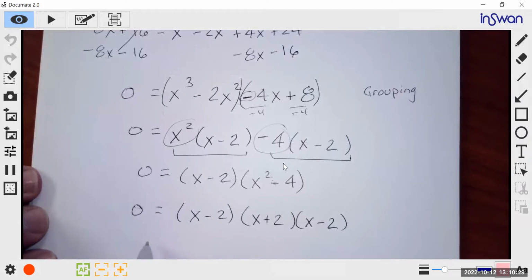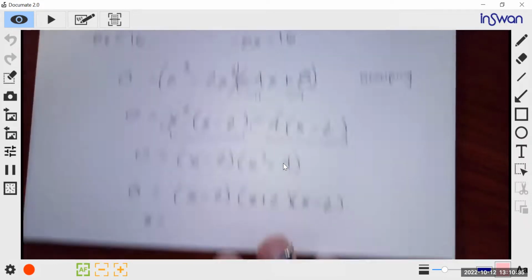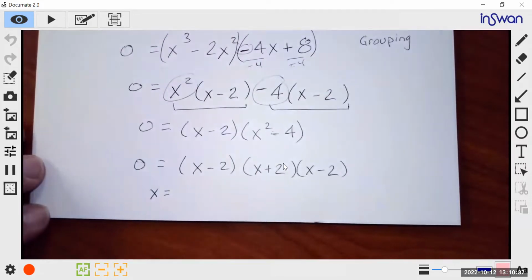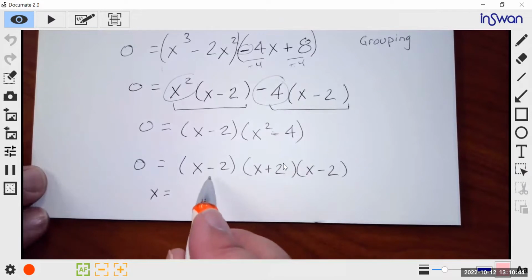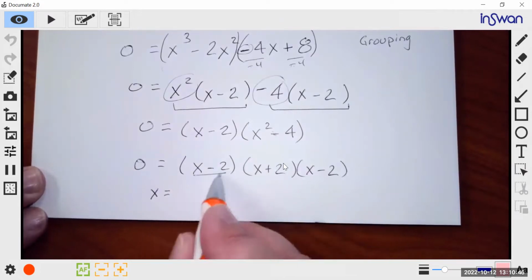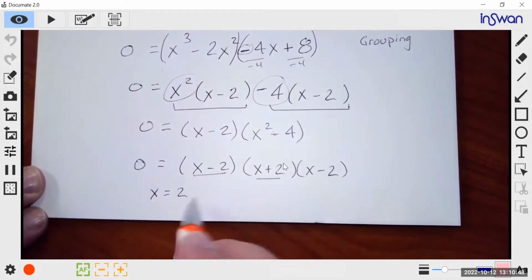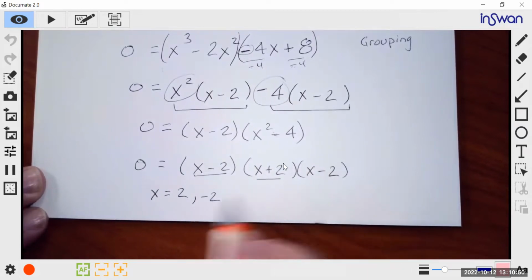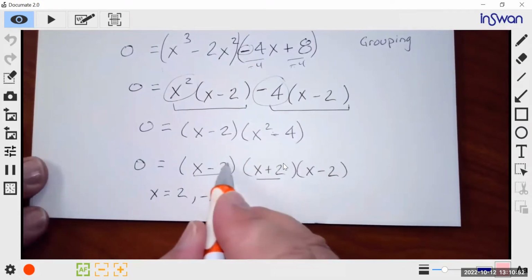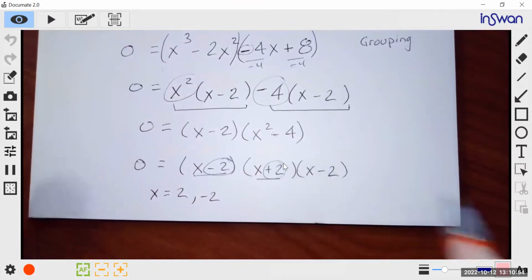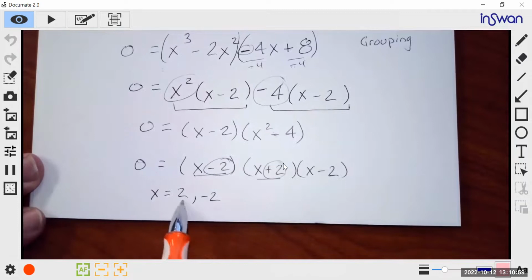So what are my answers? Set each of these equal to 0, solve them. Now these are solutions. This one equals 2. This one equals -2. And this one equals 2. So remember, when you're solving, it's always the opposite sign inside the parenthesis. So our possible answers are 2 and -2.